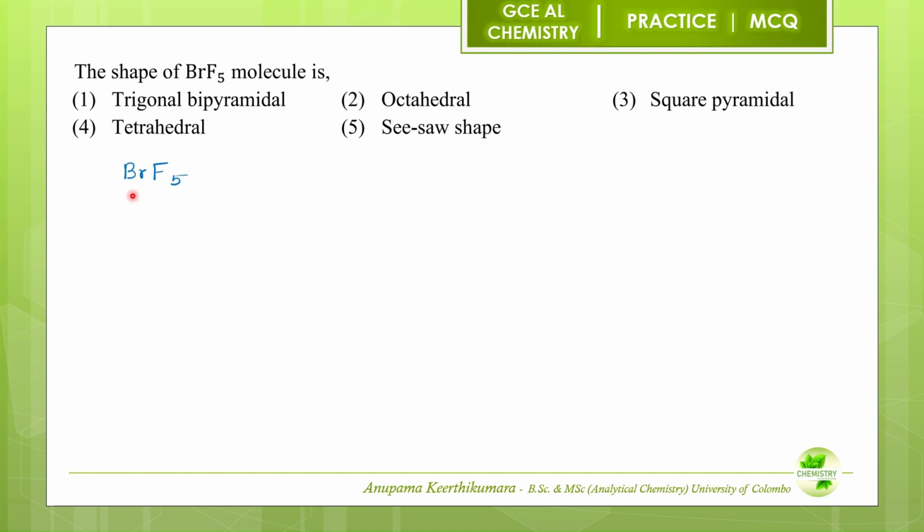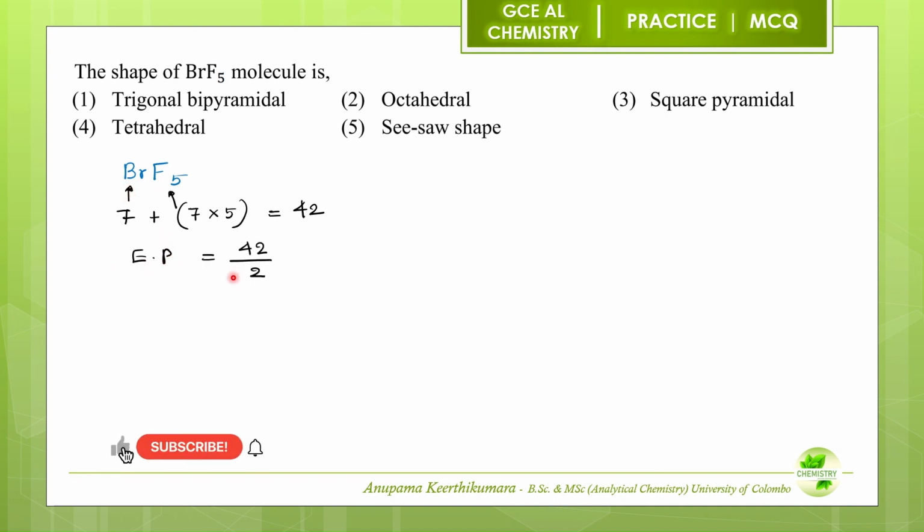First, we will calculate the number of valence electrons. Both bromine and fluorine are group 17 elements. Therefore, they have 7 valence electrons. Electrons exist as pairs. Therefore, we will calculate the number of electron pairs. The number of electron pairs in this molecule is 42 divided by 2, that is 21. These electron pairs exist as either bond pairs or lone pairs.